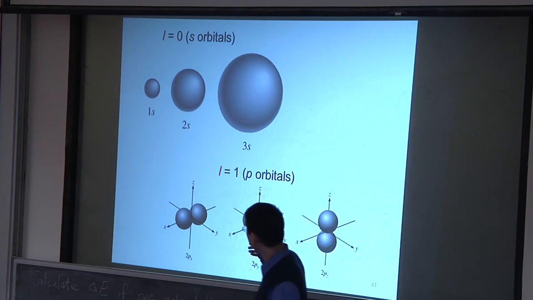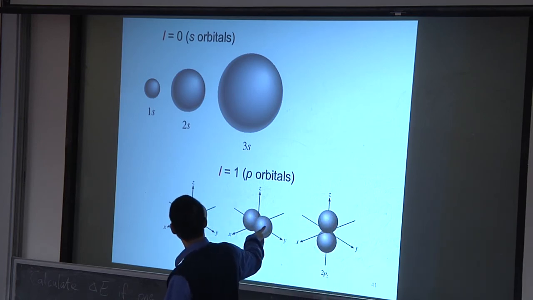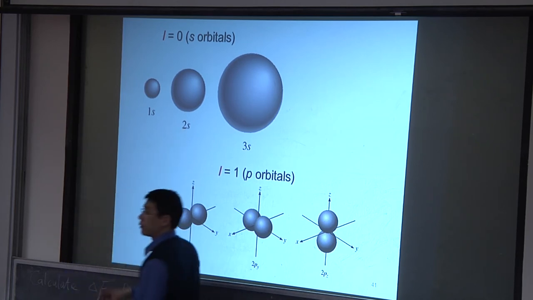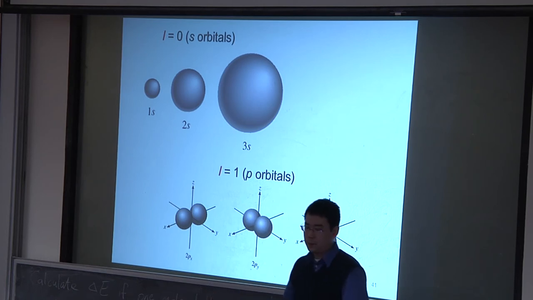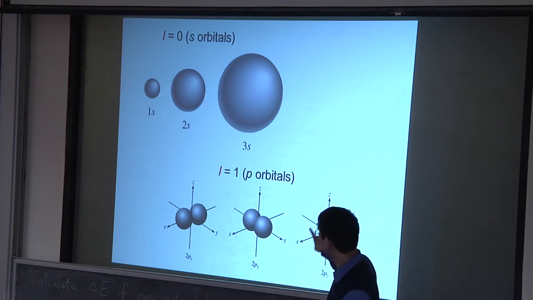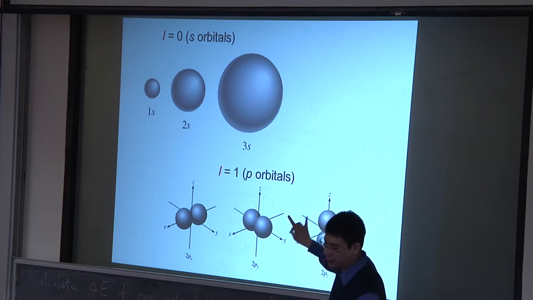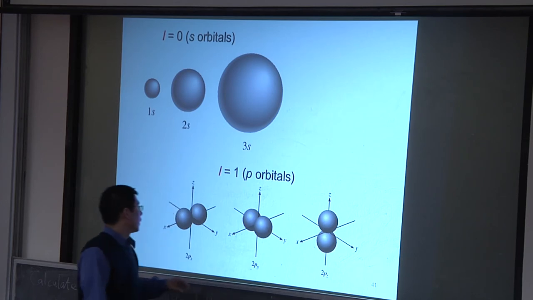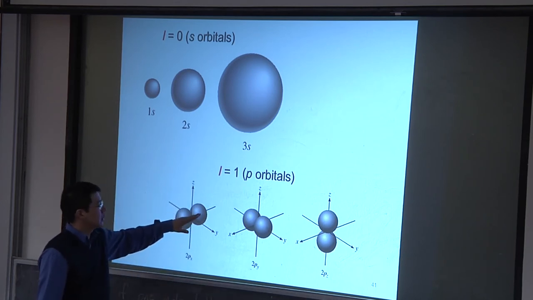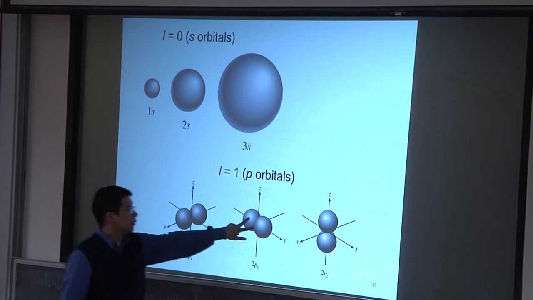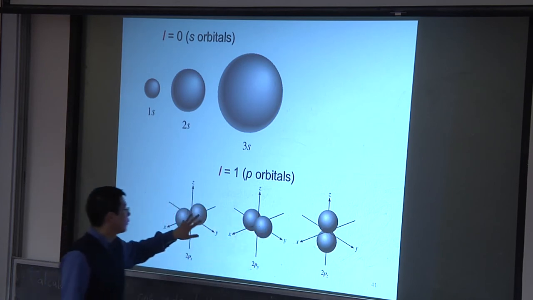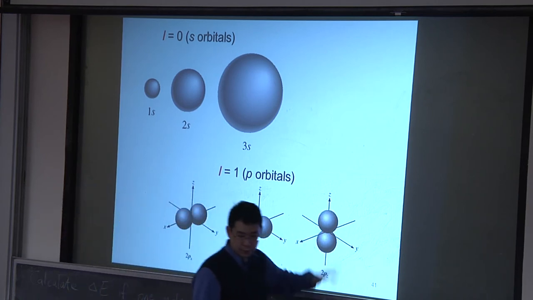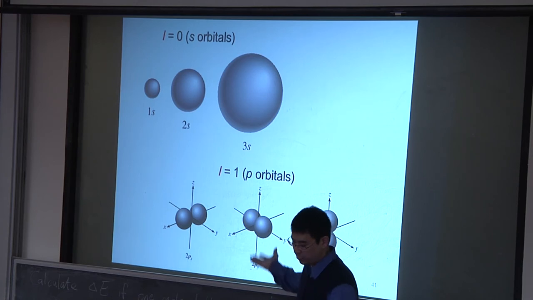The average distance of a 2p from the nucleus is going to be similar to the average distance from the nucleus of the 2s, except the 2s is going to be found in a spherical region. An electron that has L equals 1 is going to be found in this kind of dumbbell-shaped p orbital. There are going to be three of these, and we'll see why shortly. The three of them correspond with the x-axis, the y-axis, and the z-axis, so we can call them px, py, and pz if we want.